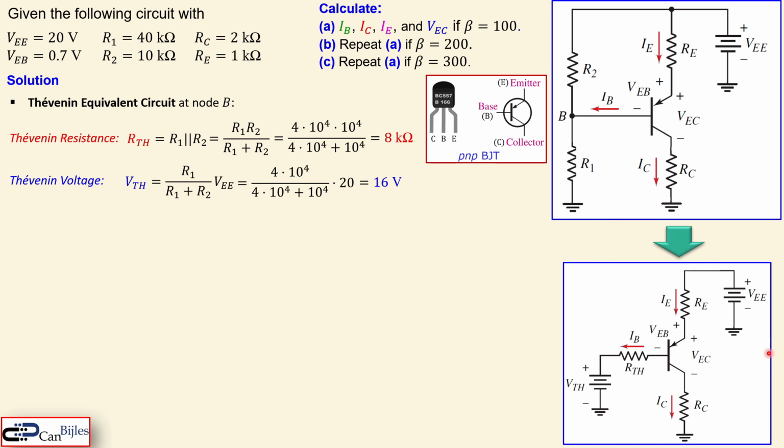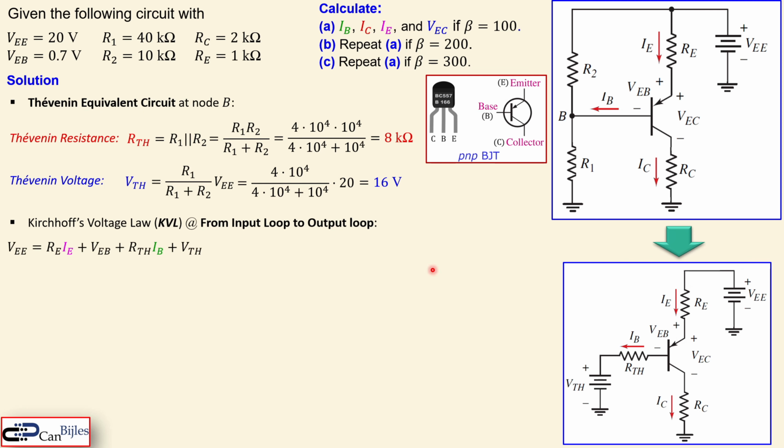Now we use this circuit to develop Kirchhoff's voltage law from the input to the output. So we will start here and make the complete loop. If you start, for example, here, then you can say VE, this node voltage, is equal to the voltage across the RE plus the voltage across this junction plus the voltage across RTH and also plus the Thevenin voltage. That's all shown here, so the summation of 4 voltages.